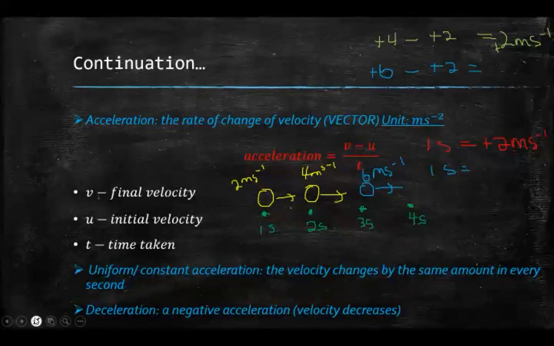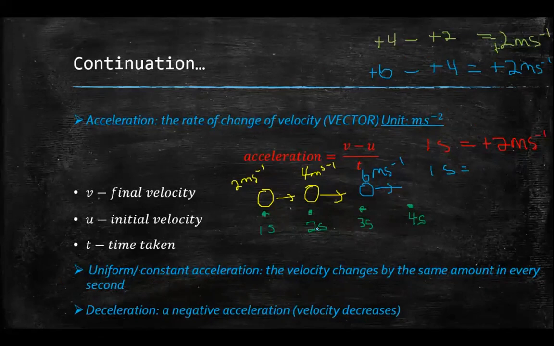No, why am I putting positive 2? It's positive 4. This is 6 and this is 4. I'm checking between these 2 points. That's positive 2 meters per second. So what did I just find out? In this first second here, from this point to this point, that's 1 second. The change in velocity was positive 2 meters per second.